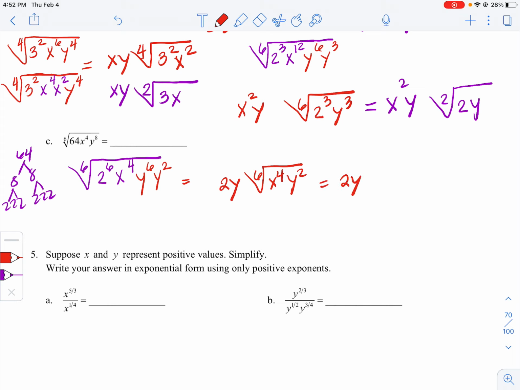But because it looks like there is something in common between 6, 4, and 2, you can still simplify it. What's common? 2. So we're going to divide each of them by 2. So 6 divided by 2 is 3, so you have a 3 in there. 4 divided by 2 is 2, so you have an x squared. 2 divided by 2 is 1, so you have 1 y left. So your answer is going to be 2y, the cube root of x squared y.